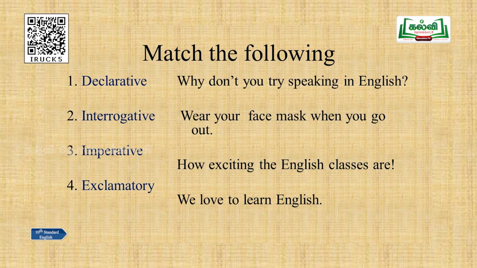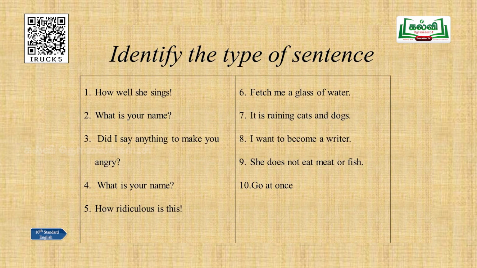Now you will have to match these. I have types of sentences here and four sentences on the other side. Now try matching them. Why don't you try speaking in English? So what type of sentence? Interrogative. Good. Wear your face mask when you go out. So this one is imperative. Very good, children. How exciting the English classes are. So this is exclamatory. Very good. We love to learn English. So this is declarative.